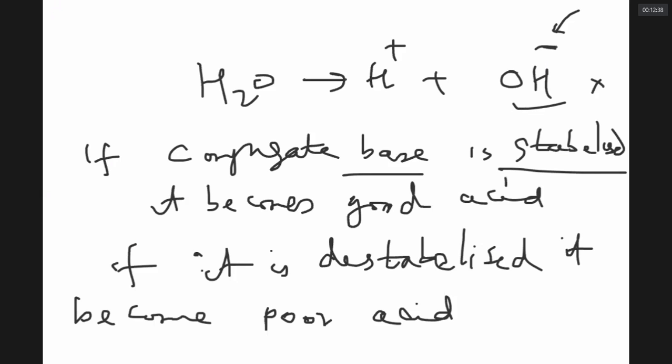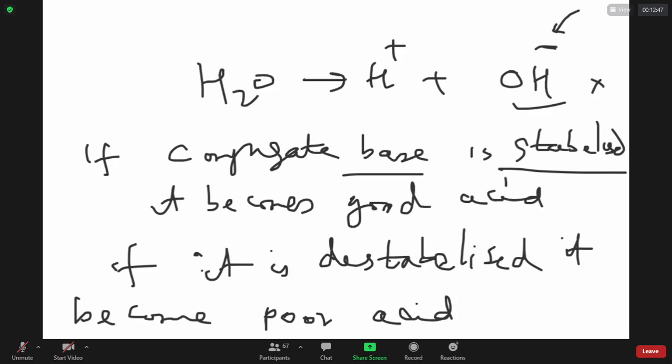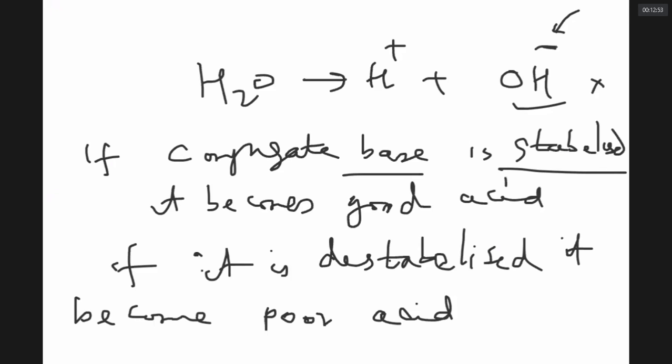So anything that stabilizes the conjugate base makes an acid a better acid. Now we are very clear about it. Now let us look at some compounds and decide which is a better acid.